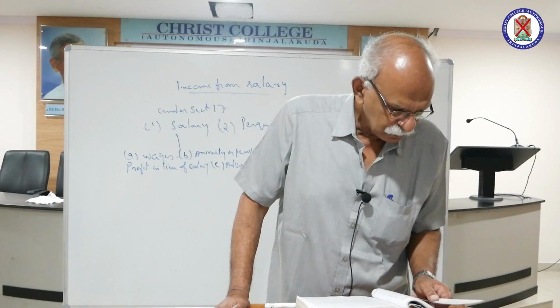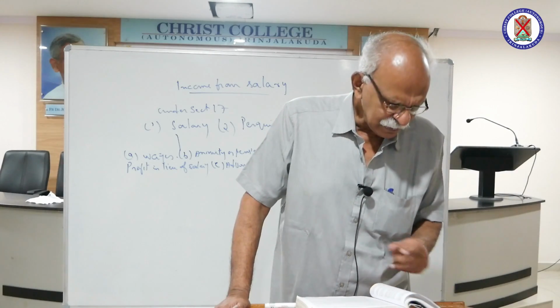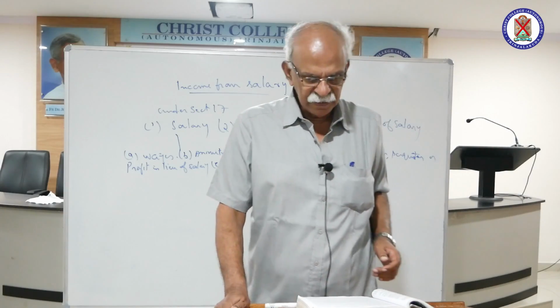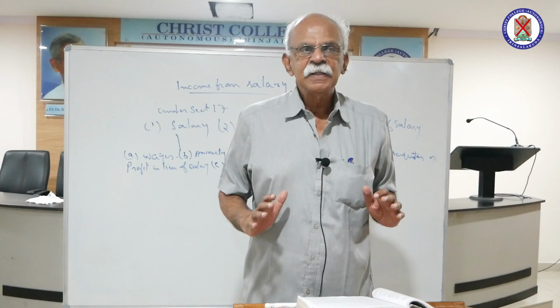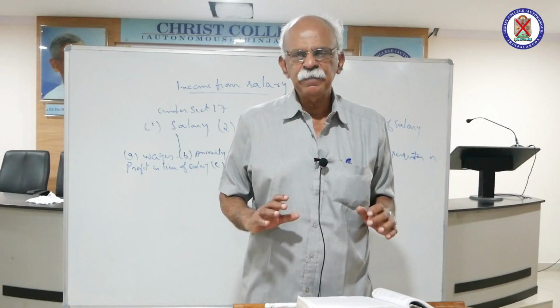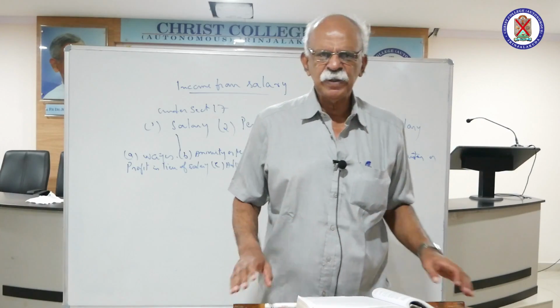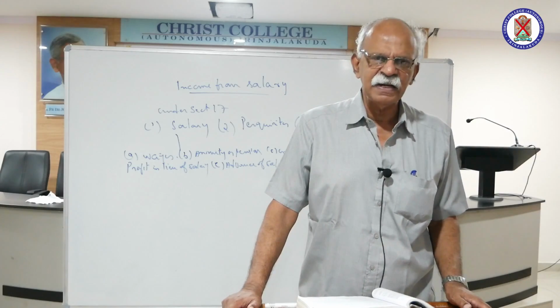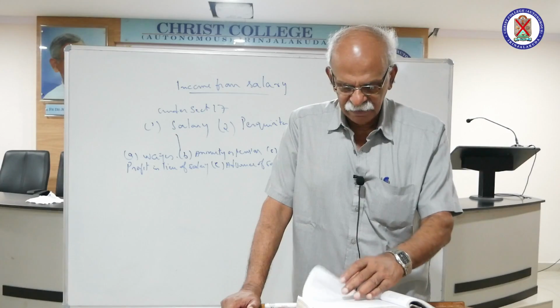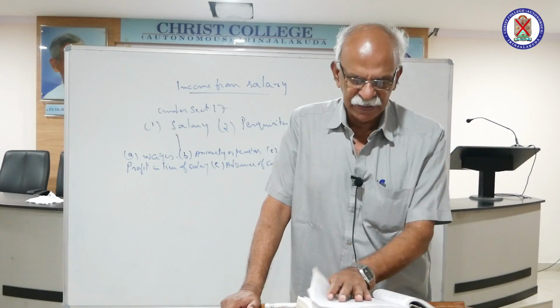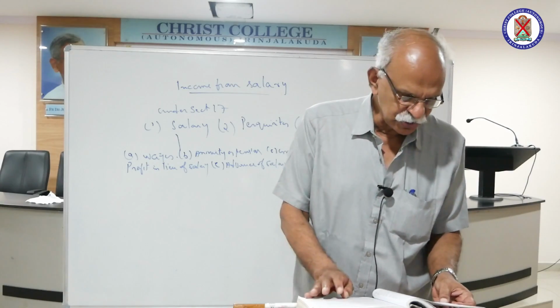Now, before going into details, we have to classify the benefits given by an employer to employee under two headings. One is allowances and perquisites. First we can see allowances, then we can go to perquisites.